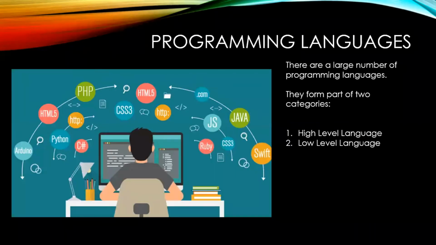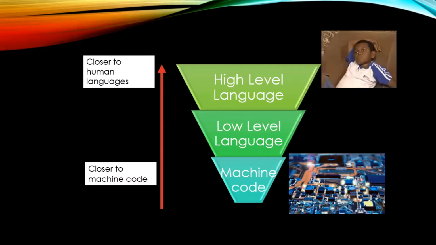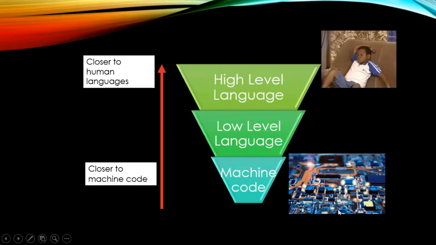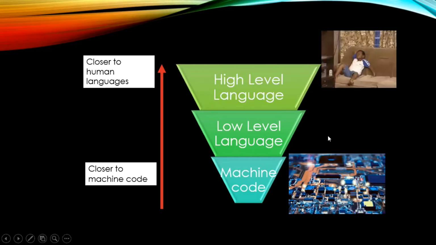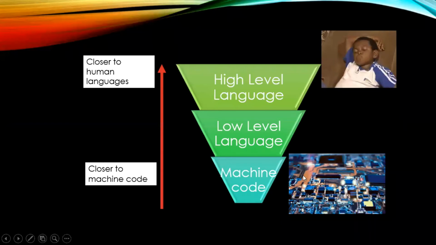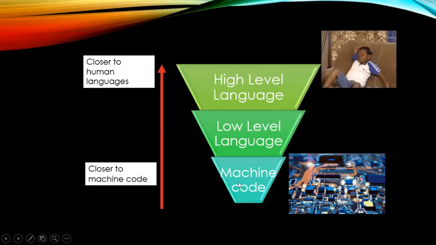Okay, so programming languages, there are a large number of programming languages. They form part of two categories, high-level languages and low-level languages. Now, what are the differences between these programming languages? We're going to see next. If you see here at the lowest level, we have what is known as electronic devices. All electronic devices understand what is known as machine code. But at the highest level, we have human beings.